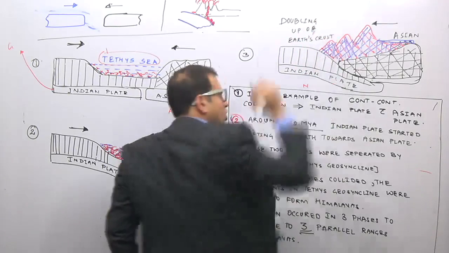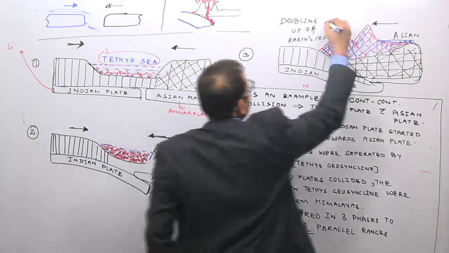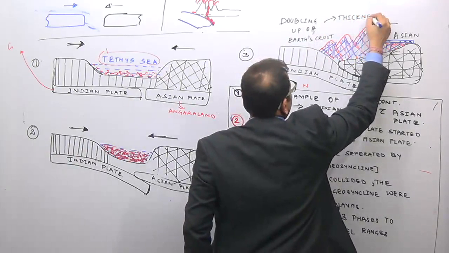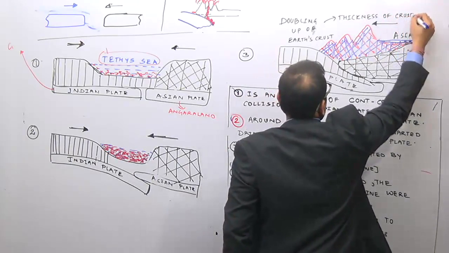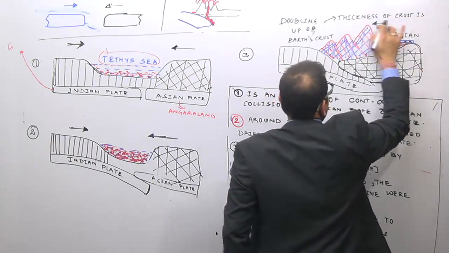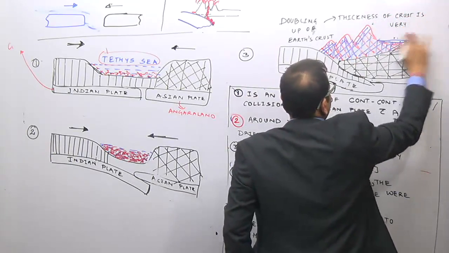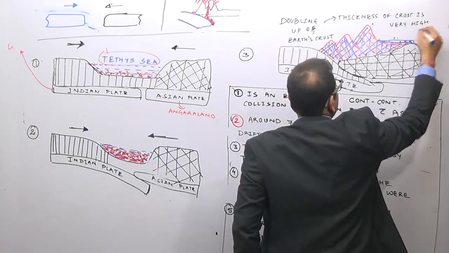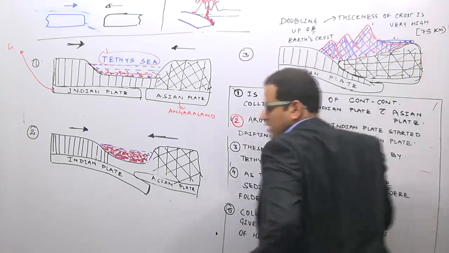There is a phenomenon of a doubling up of the Earth's crust. That means the thickness of the crust is very high, somewhere around 75 kilometers.